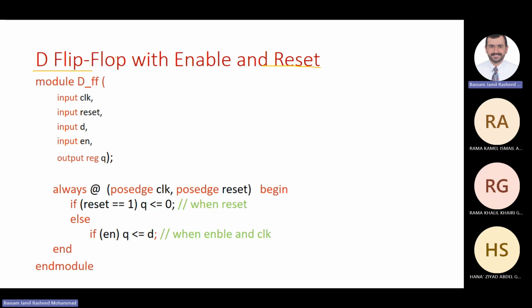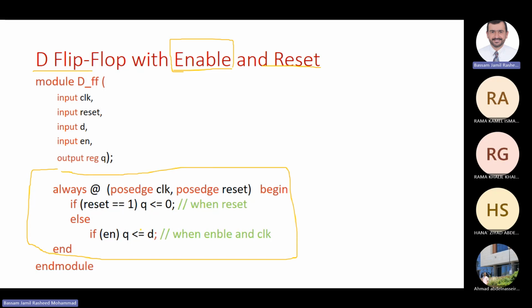Okay, so here we have a flip-flop with enable. It means that I will check the enable to update the output. So the same implementation here, except that before I assign Q with an input value, I will check with an enable here. So this enable is an input for me. If the enable is activated, I will change the output of the flip-flop.